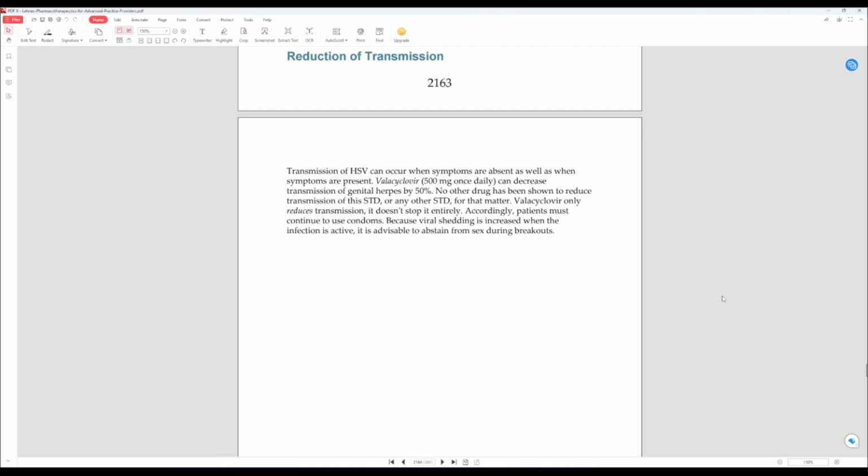Reduction of transmission. Again, transmission of HSV can occur when symptoms are absent as well as when symptoms are present. Valacyclovir can decrease transmission of genital herpes by up to 50%. No other drug has been shown to reduce transmission of this STD, or any other STD for that matter. Valacyclovir only reduces transmission, it does not stop it entirely. Accordingly, patients must continue to use condoms. Because viral shedding is increased when the infection is active, it is advisable to abstain from sex during a breakout.